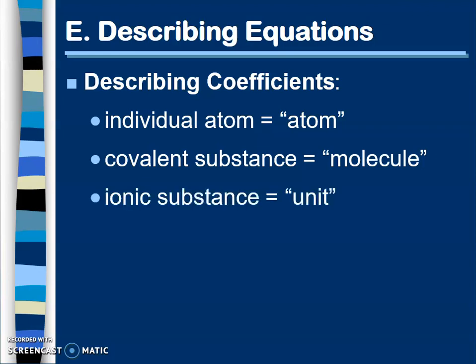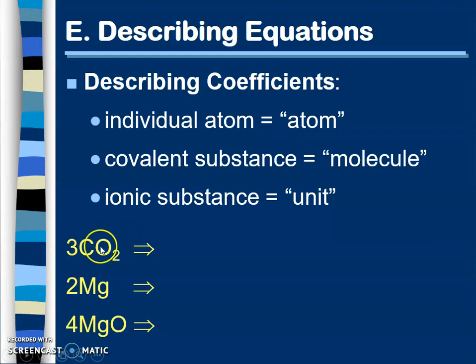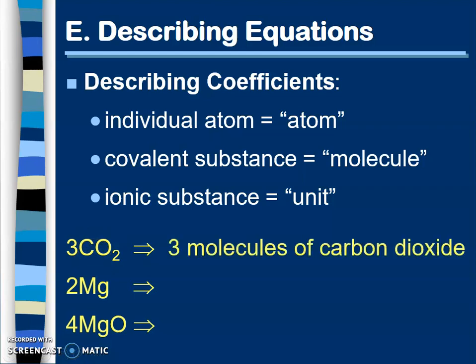If you have an ionic substance, remember these are where you give and take electrons. So this is a metal with a nonmetal, then we call it a unit. Okay? So here are some examples for you. 3CO2. So carbon is a nonmetal, oxygen is a nonmetal. So this is going to be covalent, so we're going to call it a molecule, and we need to use our covalent naming rules. So this would be 3 molecules of carbon dioxide.